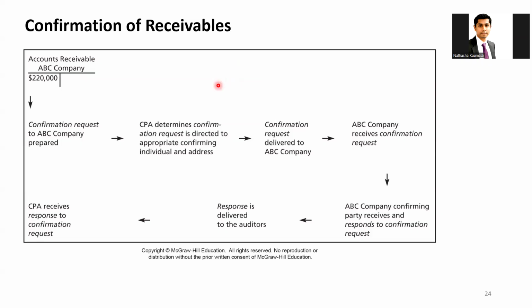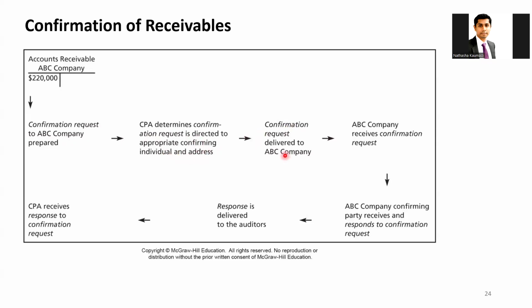Let's say the debtor is ABC company. The amount is 220,000. What is the first step? Confirmation request to ABC company prepared. The company and the auditors together prepare the confirmation request. We are sending a confirmation request. We are requesting the debtor to confirm this balance. The CPA determines the confirmation request is directed to the appropriate confirming individual and address.